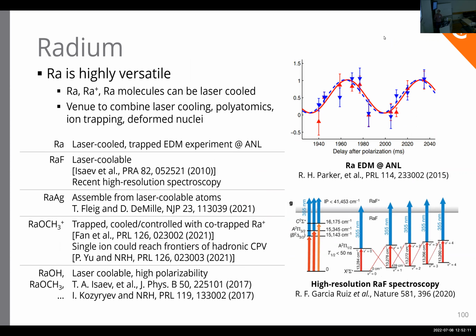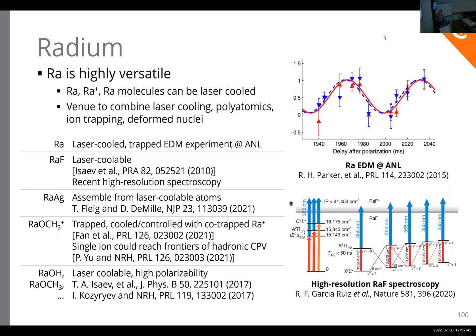One element which gets a lot of attention is radium, because it's very versatile. The neutral atom, the ion, and a large class of radium-containing molecules can be laser cooled and trapped. That makes it unique. That's because radium is in the second column, so it has all these features I've been talking about, this S2 configuration, but it also has this octupole deformation. It's the only thing in that column that has this octupole deformation. So it kind of uniquely combines all of the different stuff I've been talking about.